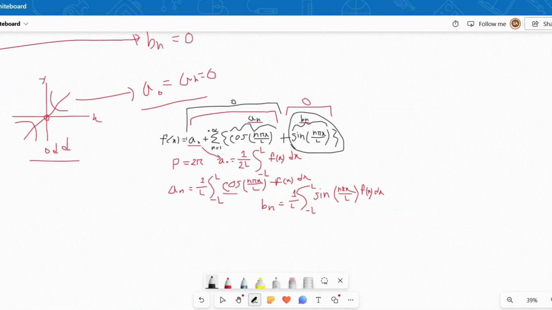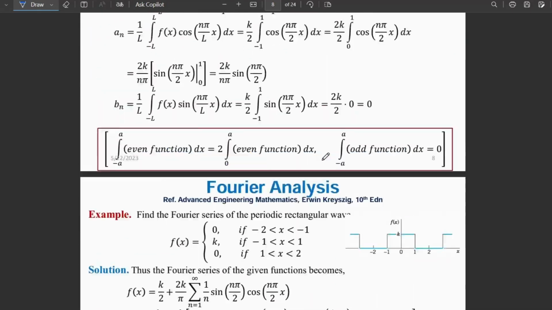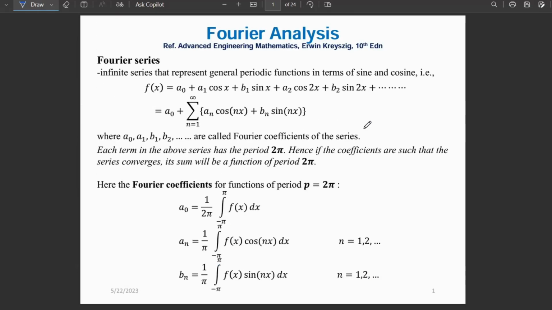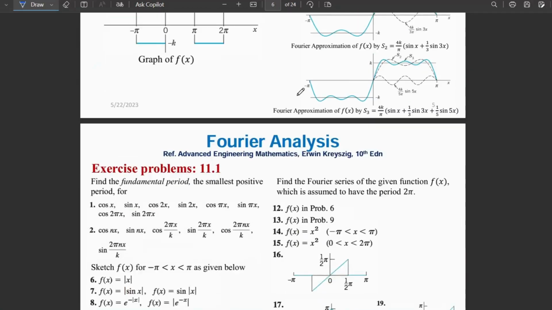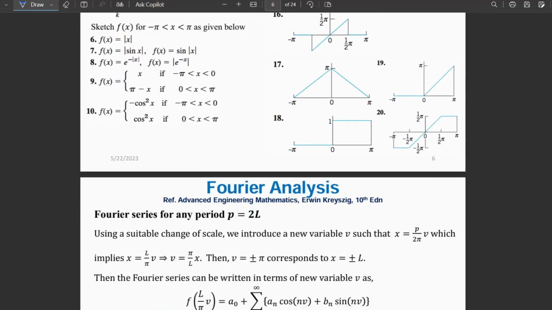So let's go to a problem and solve a problem. I follow this book, this is a very good book. You can follow this one. This is the name of the book. Let's solve this problem 17.